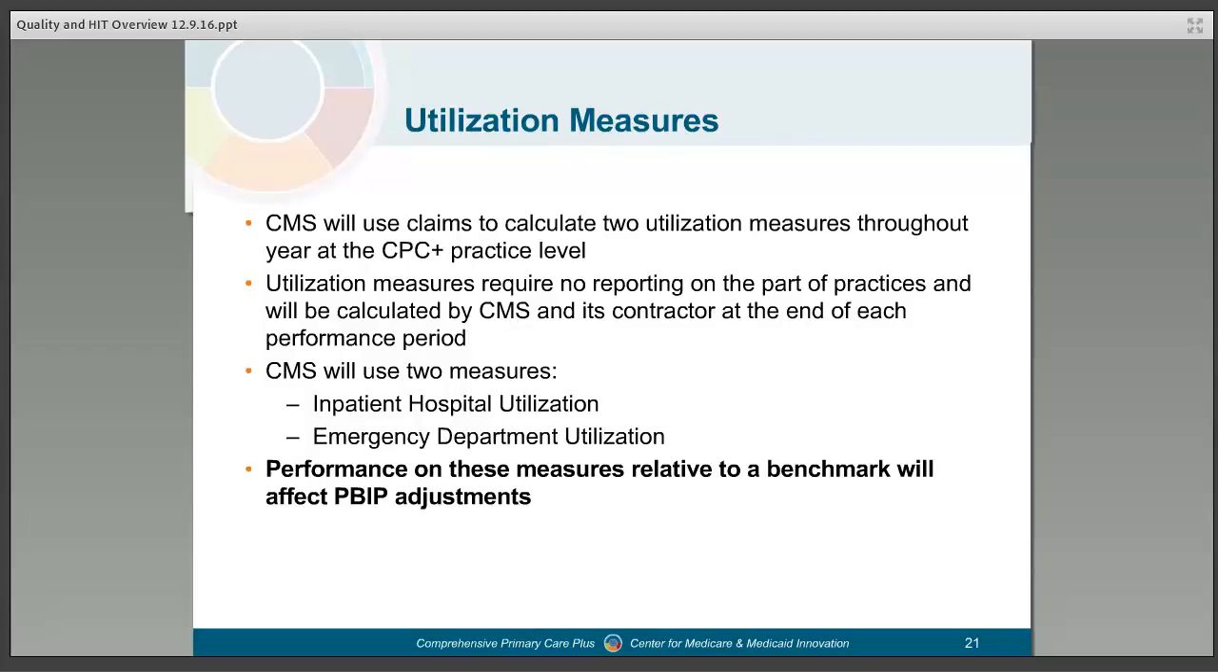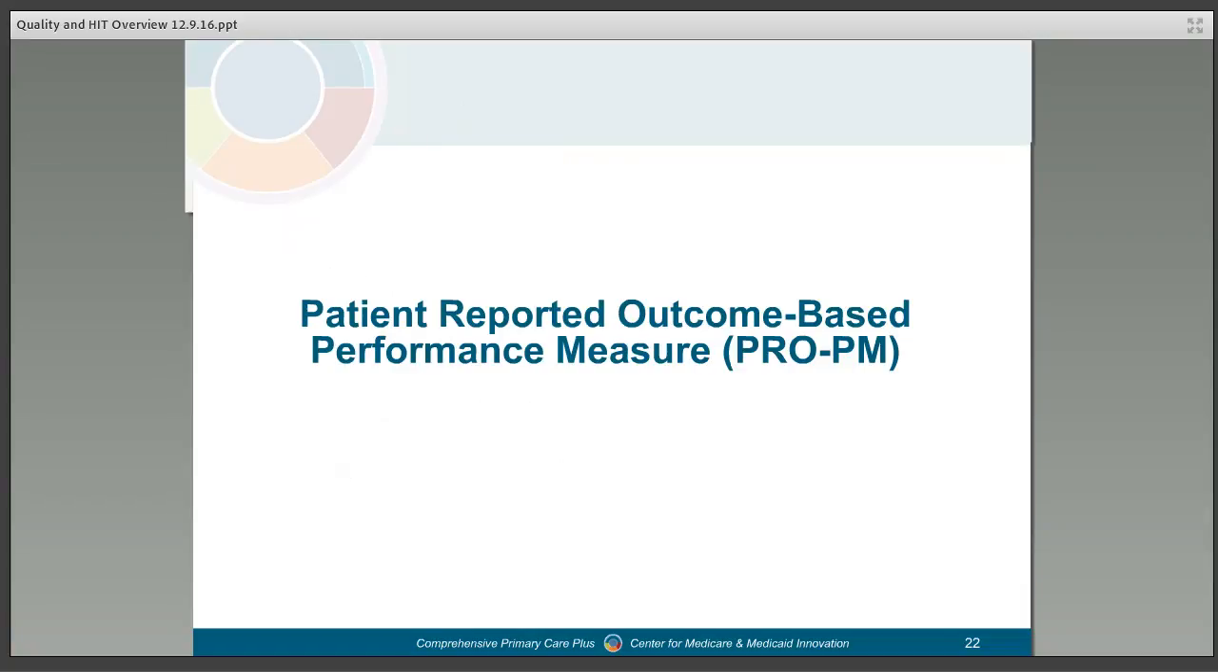Now, on your side, you do want to pay attention to the data feedback reports that we give to you throughout the model so that you can monitor how you're doing on utilization. And of course, you'll be working with the learning team that we have for CPC+ on coming up with ways to decrease utilization. All right, and so the PBIP, the performance-based incentive payment, is adjusted based on the utilization measures and also based on the patient experience of care measures.